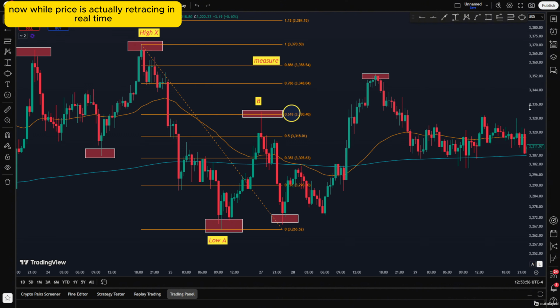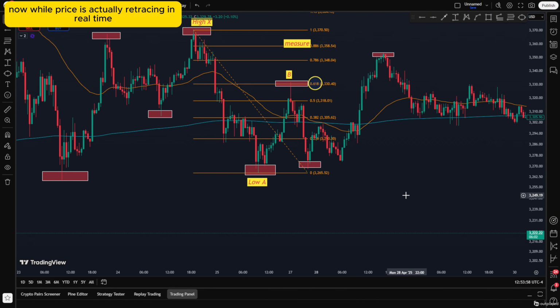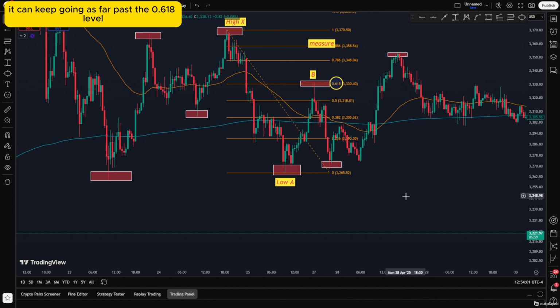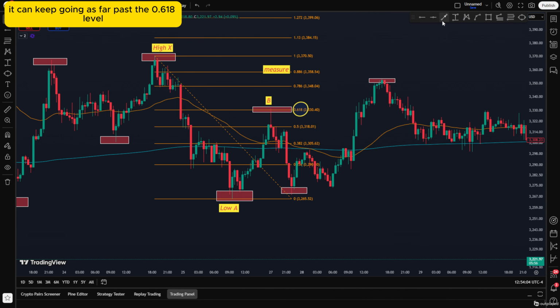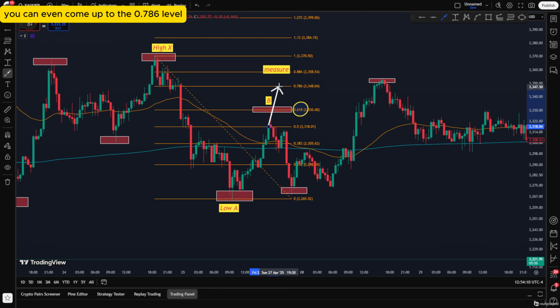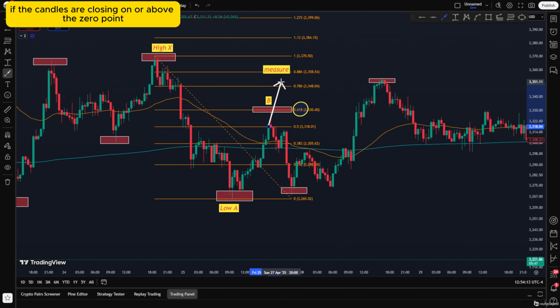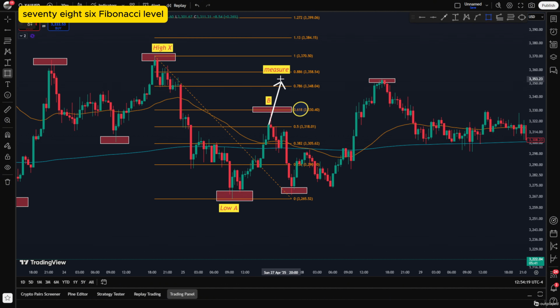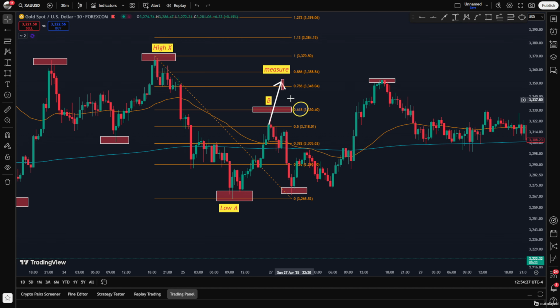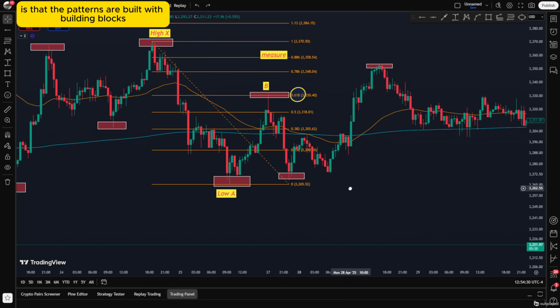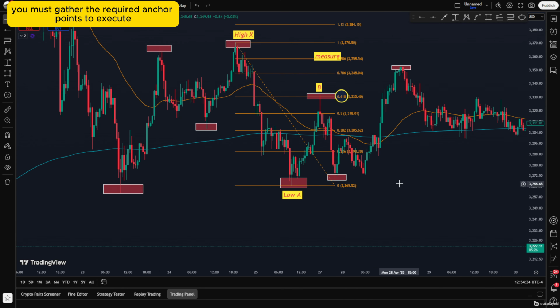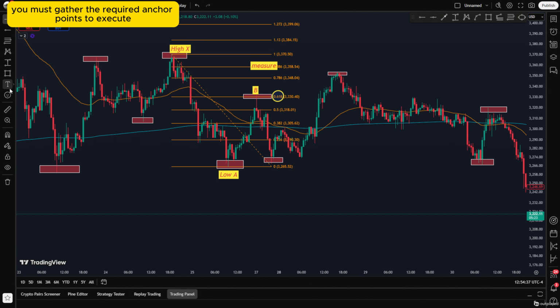Now, while price is actually retracing in real time, it can keep going as far past the 0.618 level. It can even come up to the 0.786 level and wick it. If the candles are closing on or above the 0.786 Fibonacci level, the Gartley pattern is invalidated. The correct mindset to have while trading with harmonics is that the patterns are built with building blocks. You must gather the required anchor points to execute.